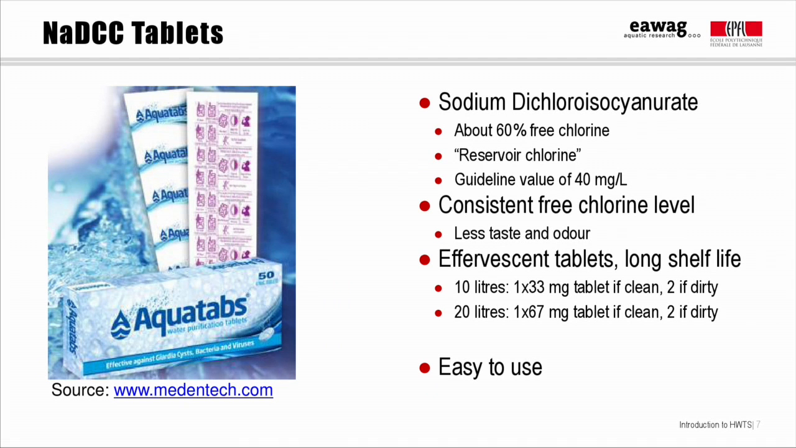There is another form of chlorine which isn't used in conventional water treatment, but is popular in swimming pools and increasingly in household water treatment. This is a chemical with a long name. It's called sodium dichloroisocyanurate, so you can see why people call it NaDCC instead. And it's about 60% free chlorine by weight.